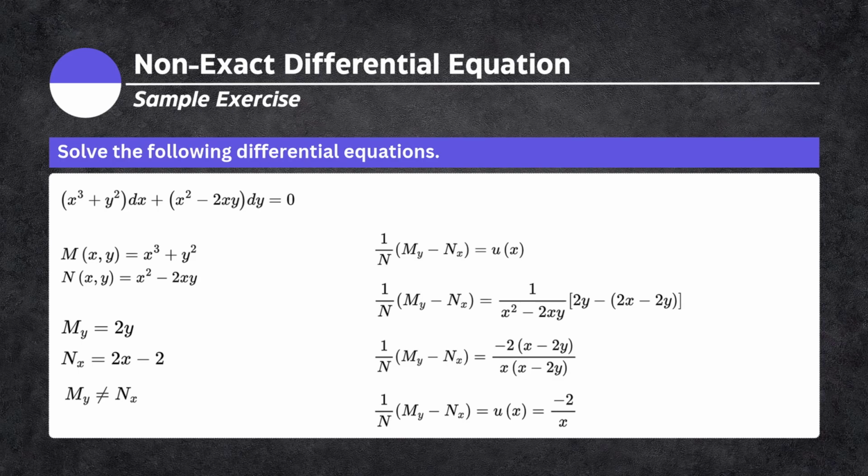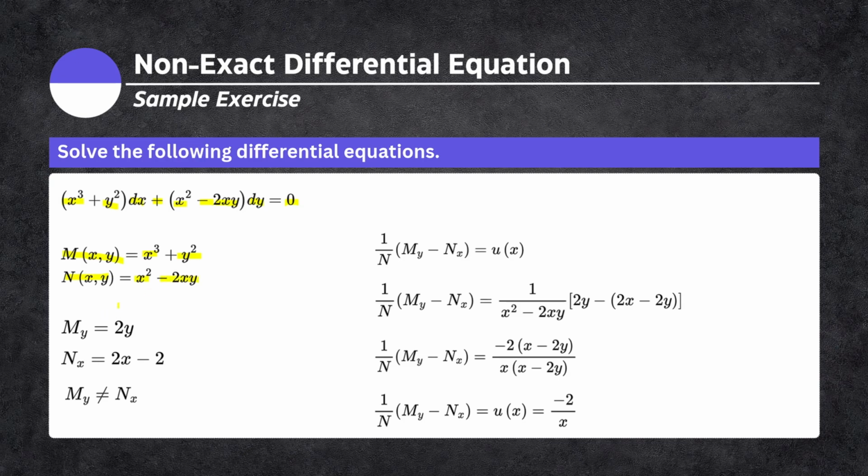So let's have an example here. We have the quantity x cubed plus y squared dx plus the quantity x squared minus 2xy dy equals 0. Let's identify first the M and N functions. For the M function, we have x cubed plus y squared. For the N function, we have x squared minus 2xy.